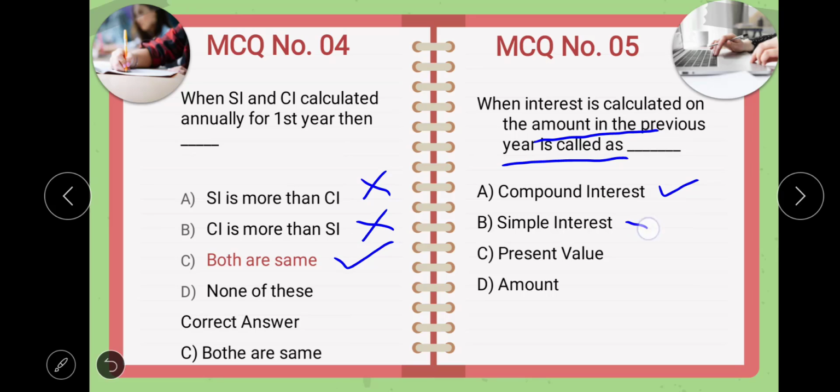Simple interest is not correct. Present value is a different concept and amount is the principal plus interest. So here the correct option will be option A, compound interest. So you have to read the question carefully, think on it, and then give the answer. Now next one.